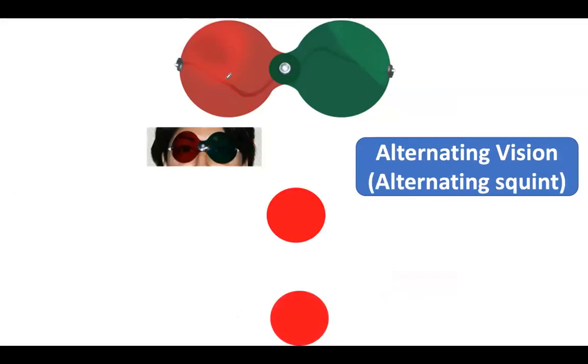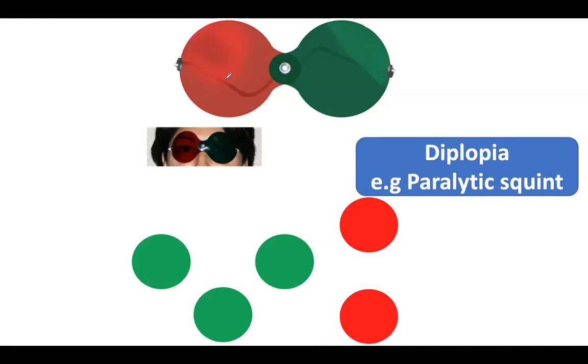If the patient has alternating vision or alternating squint, he will report that he can see alternating 2 red dots with 3 green dots.